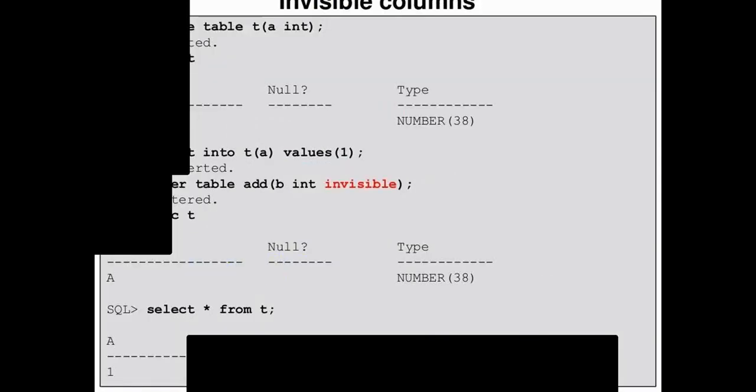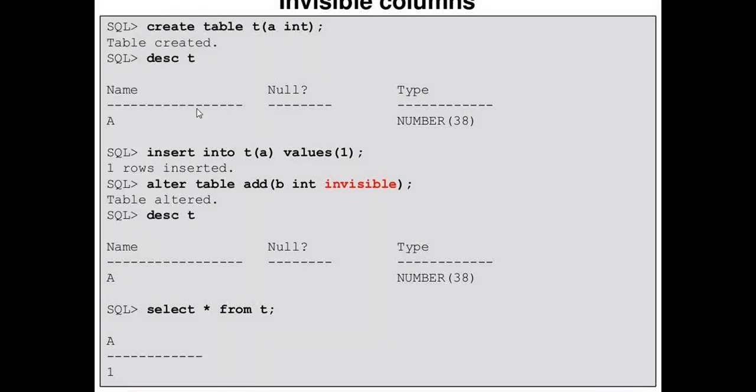Okay, so we have this table whose name is T, and which is containing only one column, which is A, and its data type is integer. And if you fire this command describe T, it is going to show you that you have only one column, which is A, and its data type is integer. Okay, now we'll insert one value inside this table. Insert into this table values 1.